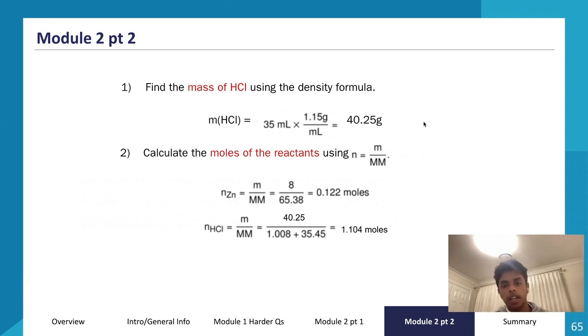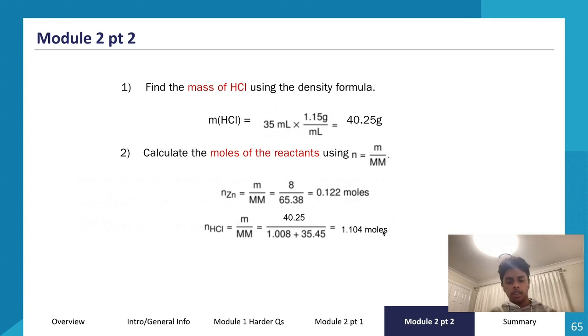So now we know the grams of HCl. So now we can calculate the moles of HCl as well. So the moles of zinc is 8 divided by 65.38, which equals 0.122 moles. Similarly, now the moles of HCl becomes mass over molar mass, which is 40.25 from this value over here, divided by 1.008 plus 35.45. So for HCl, I have to add the molar mass of hydrogen and chlorine. So this is hydrogen, this is chlorine, to get a value of 1.104 moles.